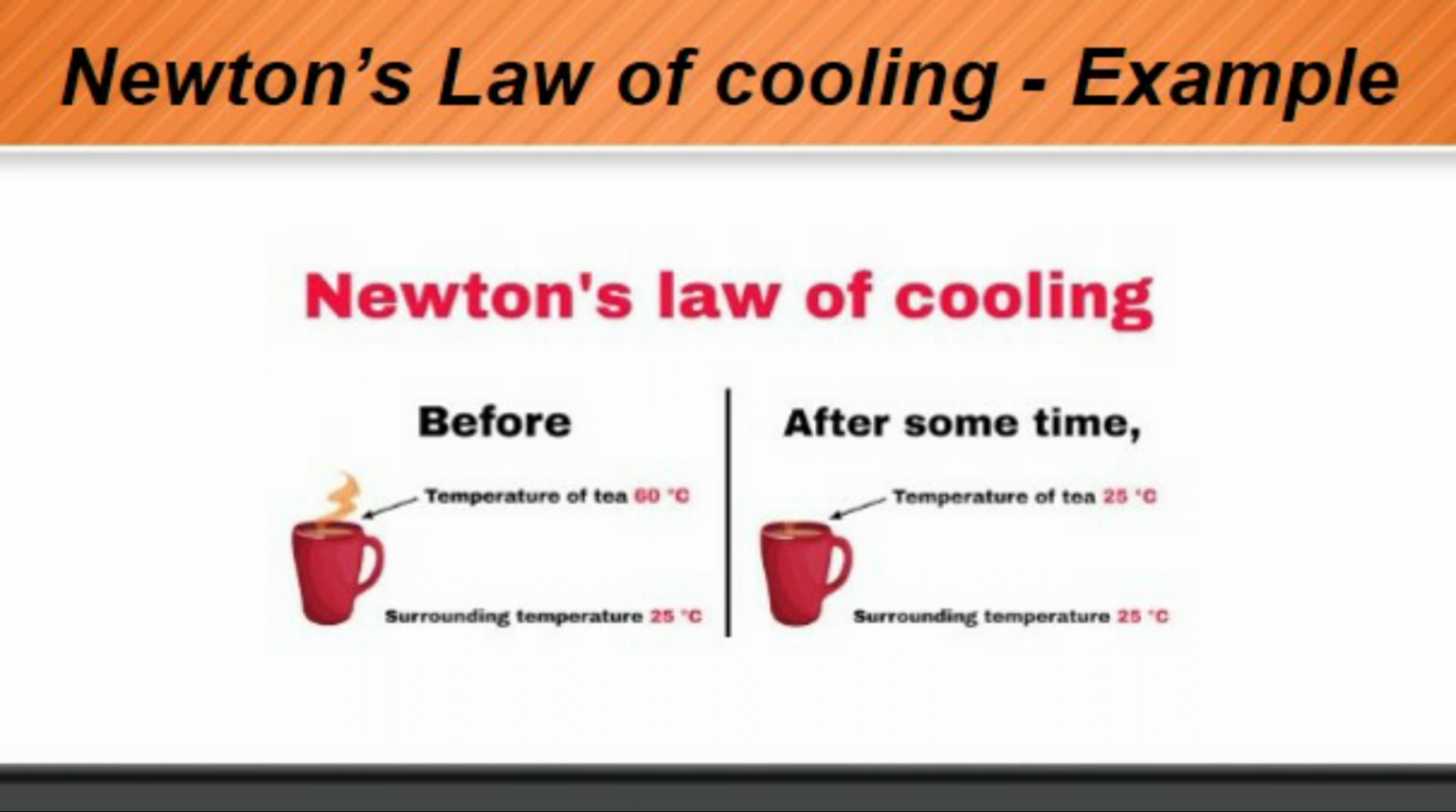Here we have a cup of tea whose temperature is 60 degrees Celsius at a room temperature of 25 degrees Celsius. After some time the tea's temperature was also 25 degrees Celsius, which shows that the rate of heat loss of a body is directly proportional.